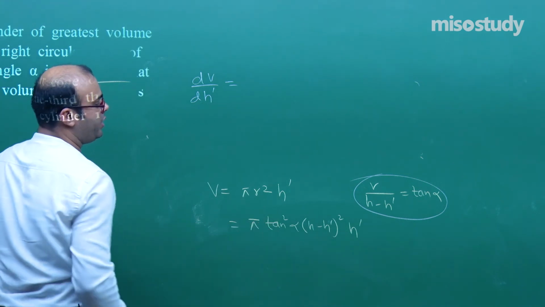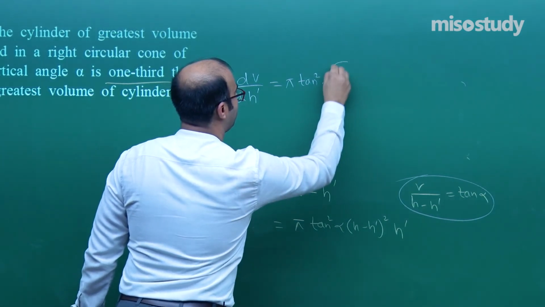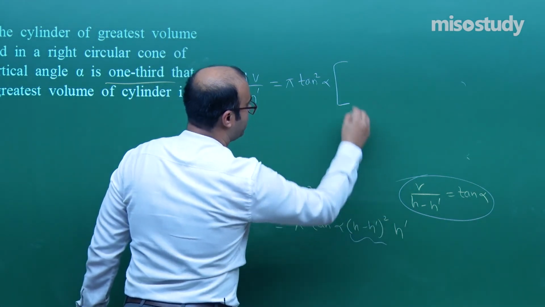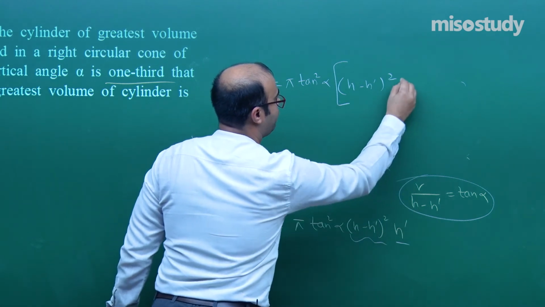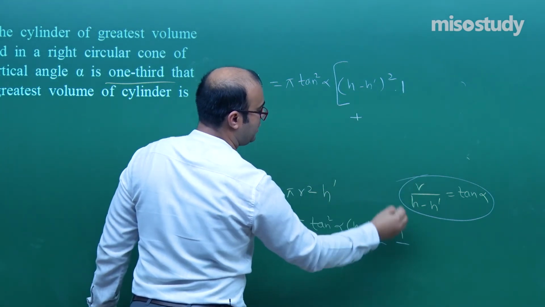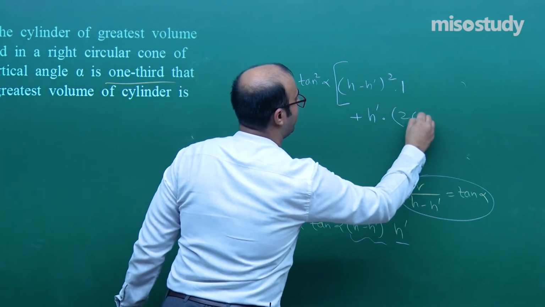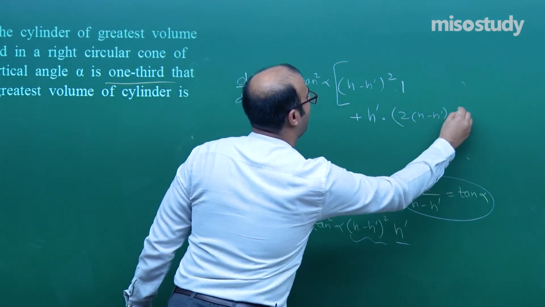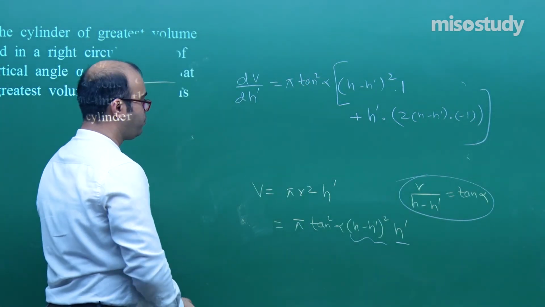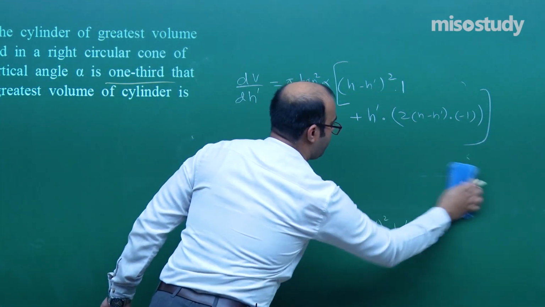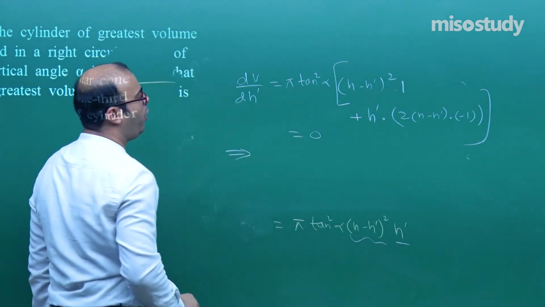When we differentiate it with respect to h dash, pi tan square alpha is outside. Let us take h minus h dash whole square as the first term. Differentiation of this is 1 plus, taking this as the constant, the differentiation of this is twice of h minus h dash into minus 1. This is what we are getting, product rule. Now let us equate this to 0 for the critical point.